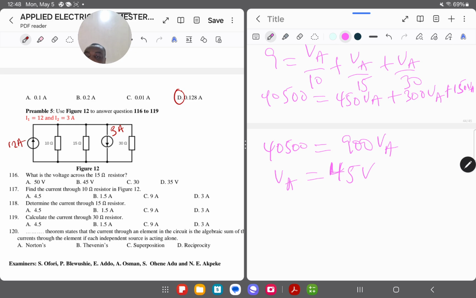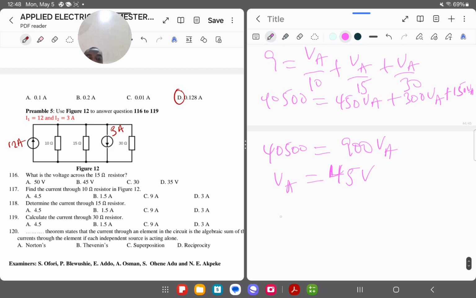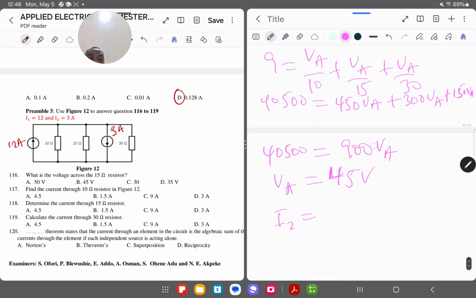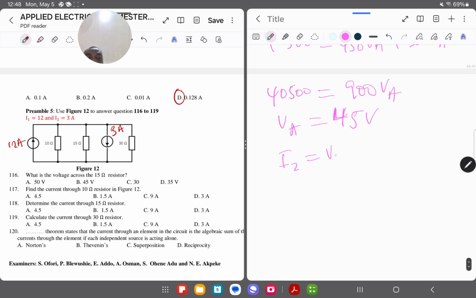So once I've gotten this, now we come back to question 111. What is the voltage across the 15 ohms? So the current I know, which is I2, based on this circuit diagram that I sketched here, which is equal to VA minus VB over 15 ohms. So this is 0, and now this is 45. So we get I2 to be equal to 3 amps.